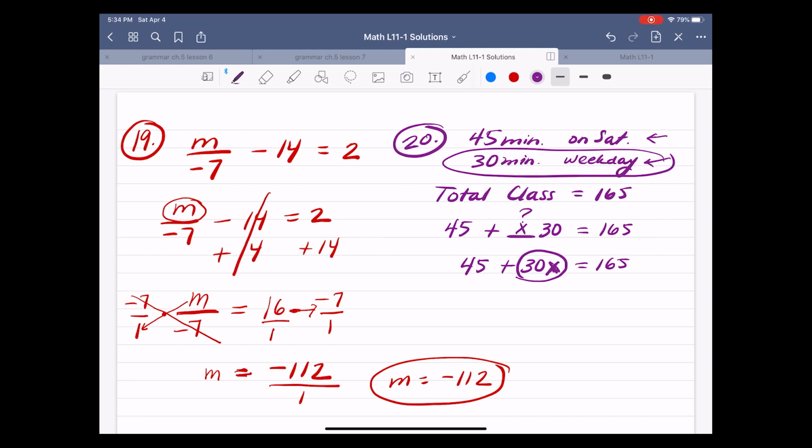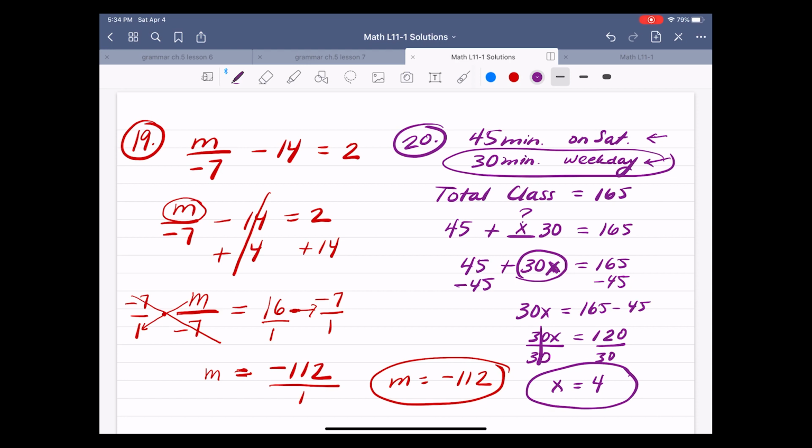So first thing we're going to get rid of is that 45-minute class we know about on Saturdays. And we're going to be left with 30x equals 165 minus 45. 30x equals 120. I'm going to divide by 30, and I'm going to divide by 30. 30 divided by 30 is 1. 1 times x is x. 120 divided by 30 is 4. We know that they hold 4 yoga classes during the week. So your answer there, 4 weekday yoga classes.